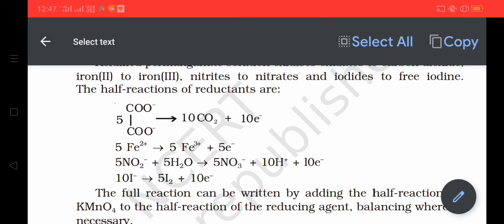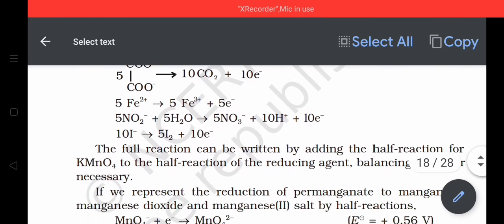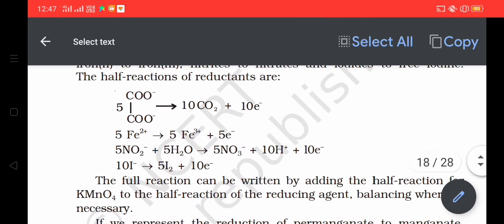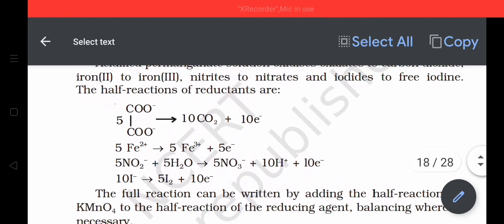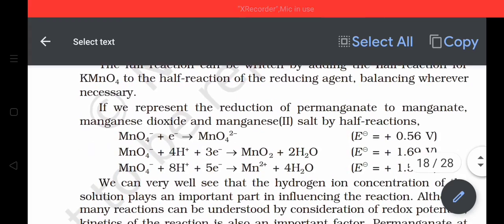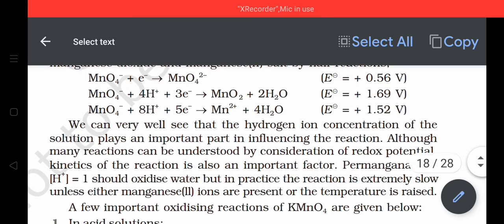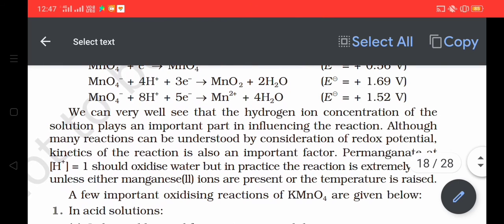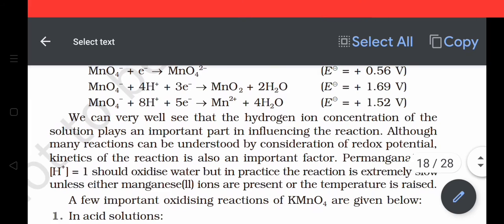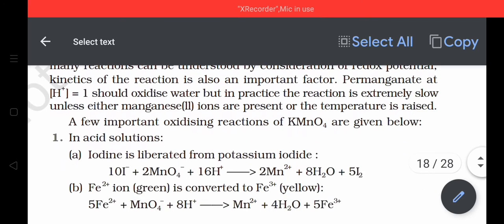it is oxidized to carbon dioxide. Iron 2 is oxidized to iron 3. NO2 negative, that is nitrite, is oxidized in presence of water to nitrate, NO3 negative. I negative is changed into iodine. If you learn only these equations and then balance the number of electrons according to the equation, that is MnO4 negative plus 8H positive plus 5 electrons giving Mn2 positive plus 4 water, you can get a balanced equation.